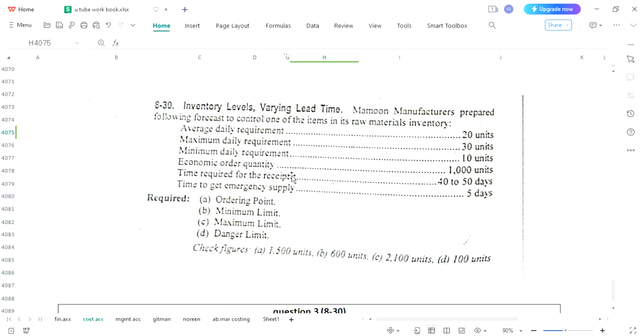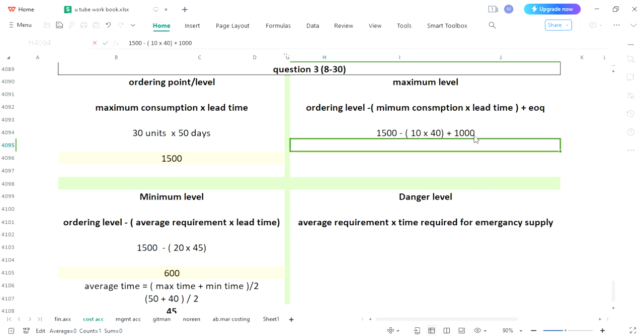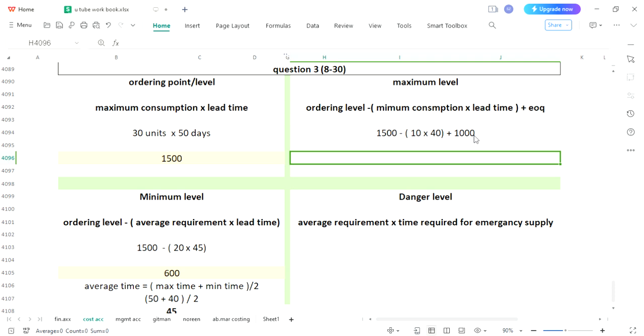Economic order quantity, 1000 number of units. The answer is already present, so just put economic order quantity as 1000 over here. Alright guys, and the formula is completed. Now we can put it on our calculator.